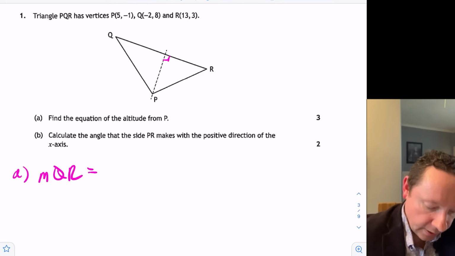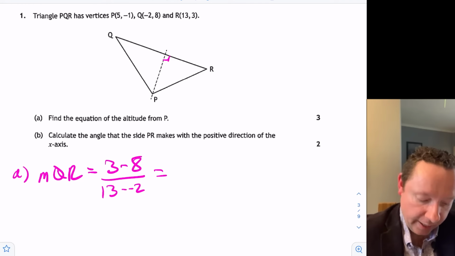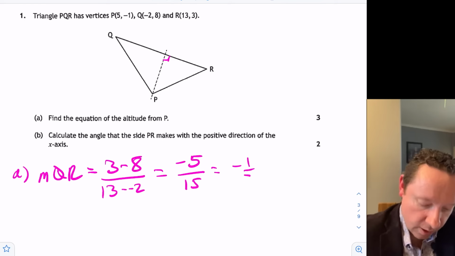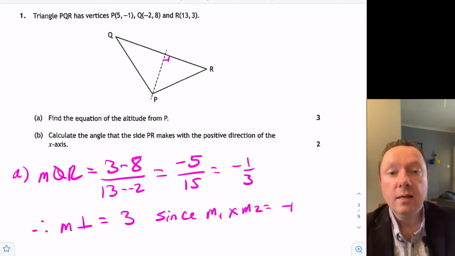I've got 3 minus 8 on the top over 13 minus 2, y2 minus y1 over x2 minus x1. 3 take away 8 is negative 5. 13 minus 2 is 15. That gives me minus a third. And therefore, the gradient of the perpendicular must be 3, since m1 times m2 equals minus 1. And you always need that statement.